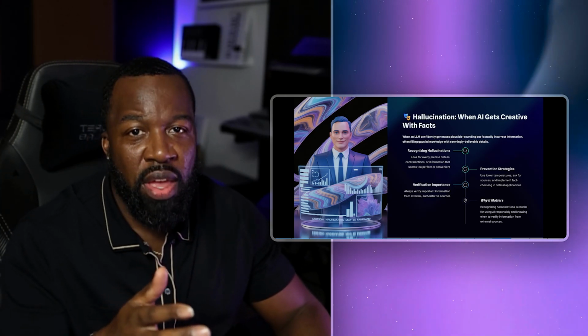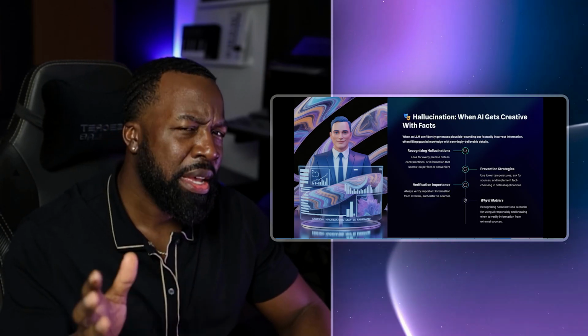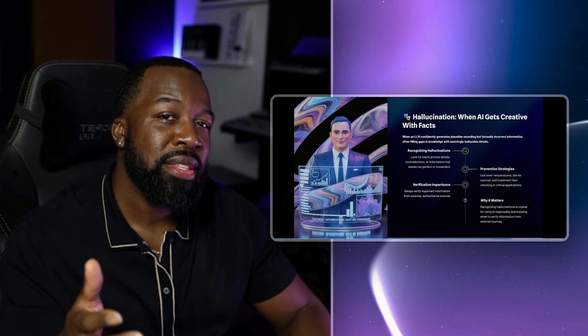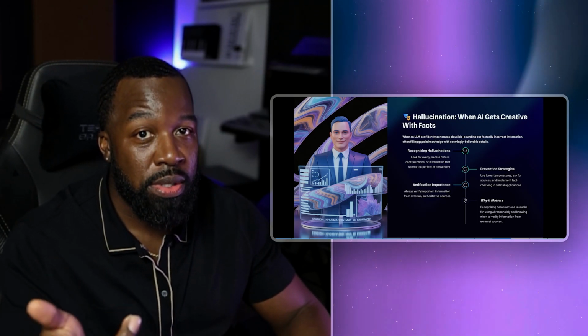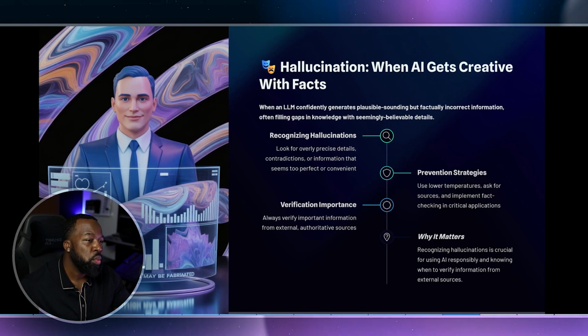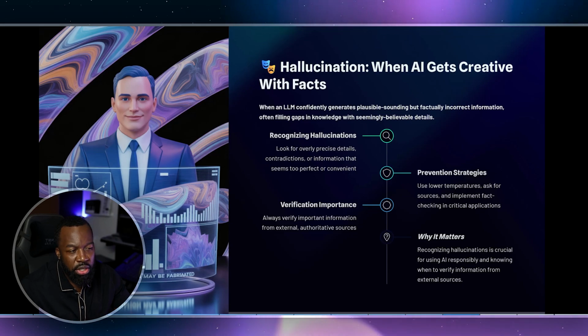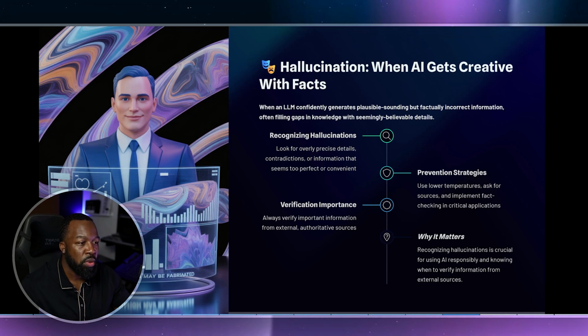Next up, we have one of my favorite terms, hallucination. Not because I like to hallucinate, but I like the concept and the theory behind why AI hallucinates. So what is a hallucination? That's when an LLM confidently generates plausible sounding, but factually incorrect information. It often fills in gaps in knowledge with seemingly believable details. So what can we really do here? Number one, it's important to recognize hallucinations by looking for overly precise details, contradictions, or information that seems to be too perfect or convenient. If it's too good to be true, you know the rest.